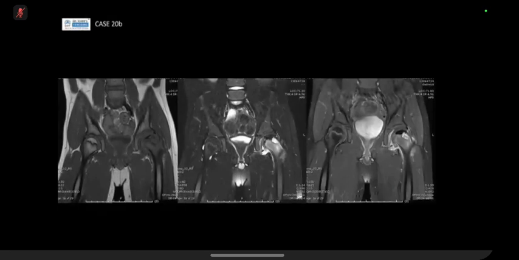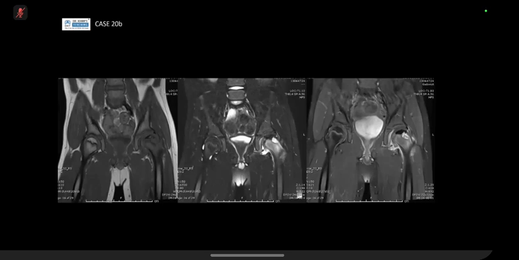T1 hypo, T2 hypo. Okay. I'm not sure what this is. Do you want to hesitate? Just say something, anything that comes to your head, as in any differentials at all. No judging here. T2 hyperintense with edema in the epiphysis would be like a tumor.